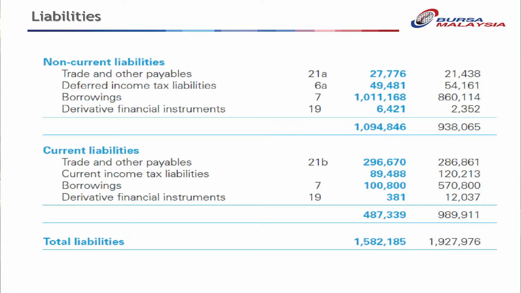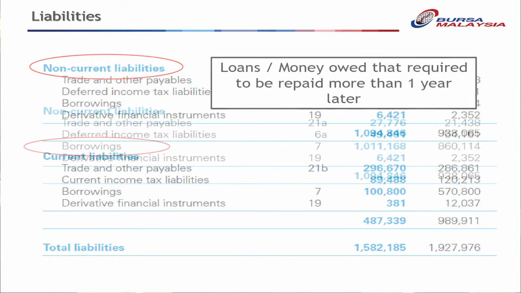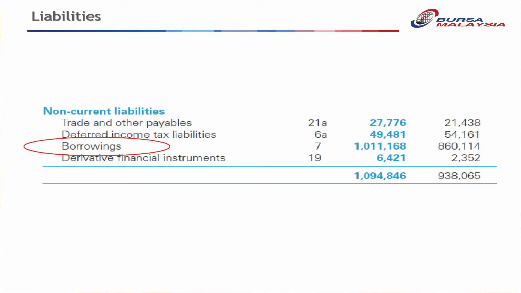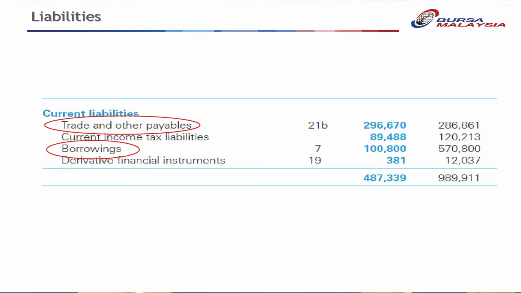Liability is the same thing. For liabilities, you have current and non-current. Non-current is money owed that has to be paid more than 1 year later, of course your borrowings. Current is money owed that has to be paid back within the next 1 year. Same thing, the borrowings and of course trade and other payables.